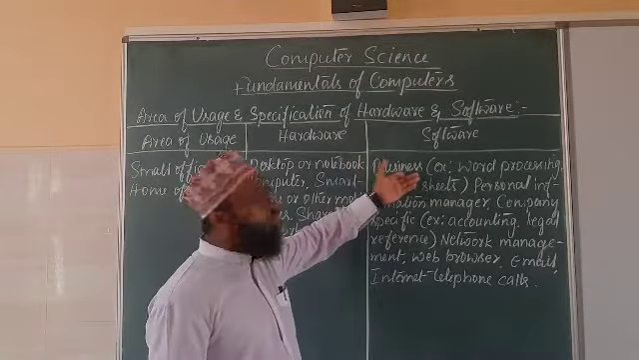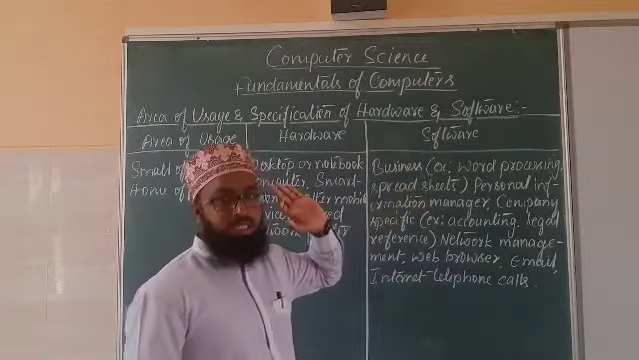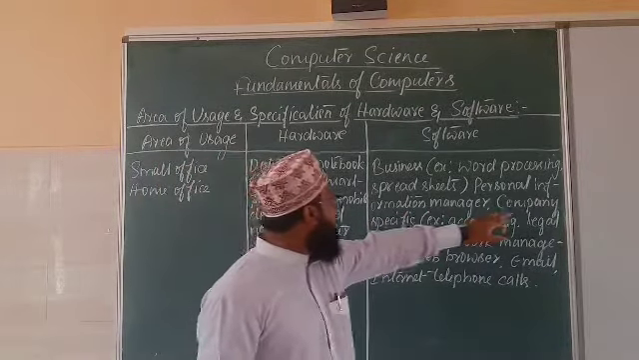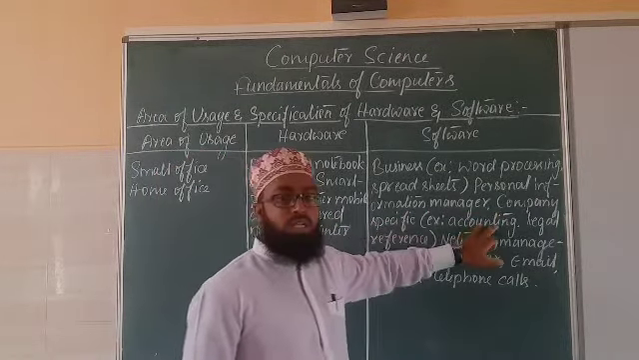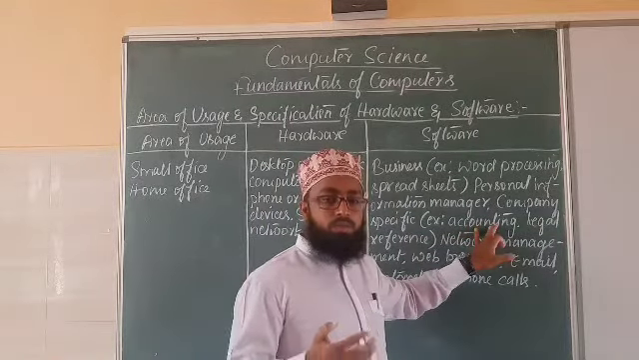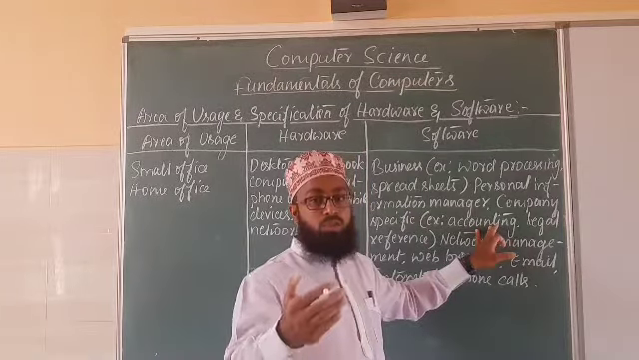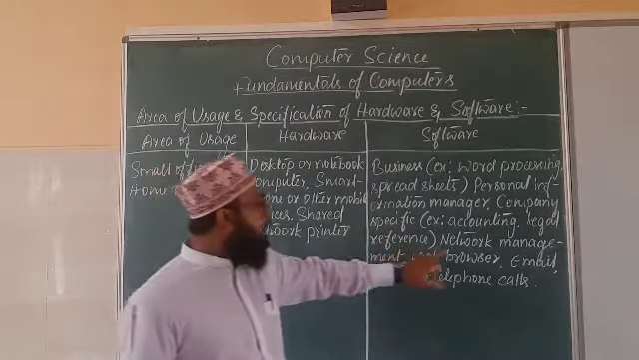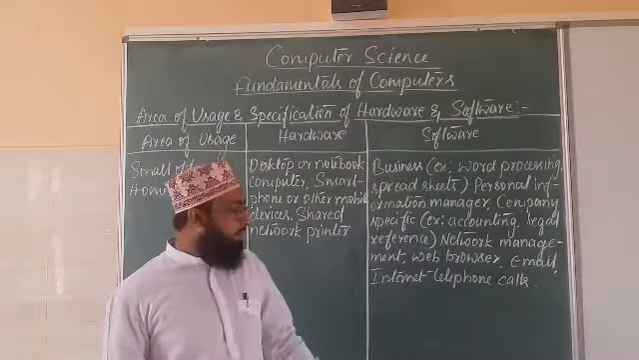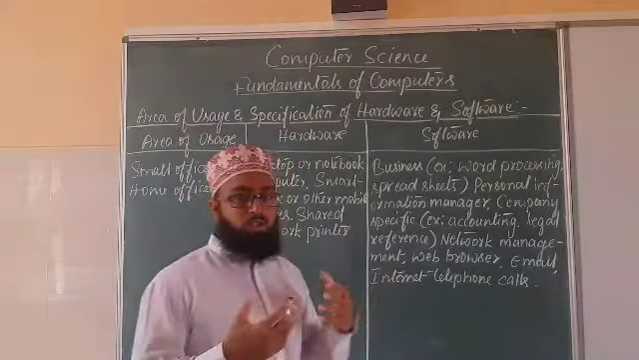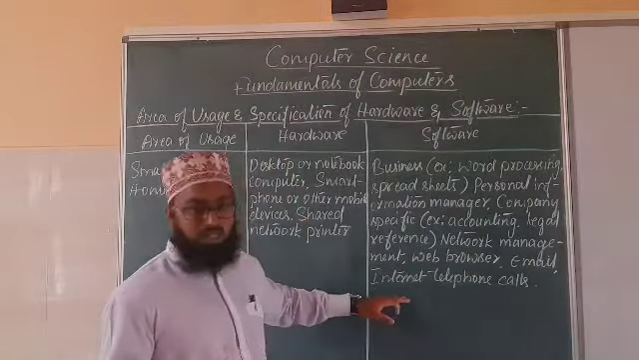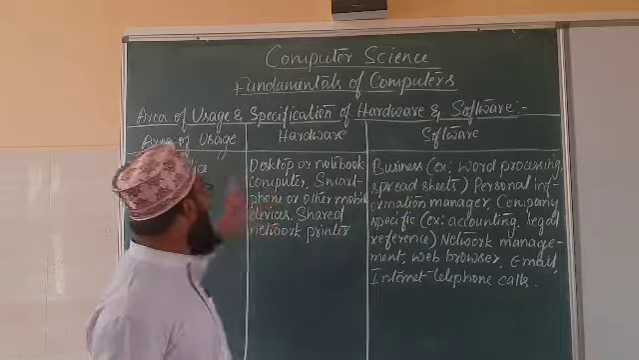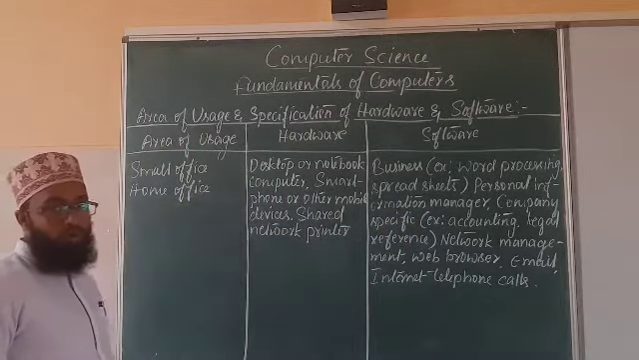So what type of software is needed for business purposes? Word processing and spreadsheets are needed. And then personal information managers, okay, to keep all the personal information. Then company specific software, just like accounting. For accounting, Tally is needed. Since you are commerce students, you need to learn Tally. That is the accounting software. Then legal reference software. After that, a network manager is needed. And then a web browser, that is Chrome. And then email is compulsory. Then internet telephone calls. These are all the things needed for small office and home office usage.